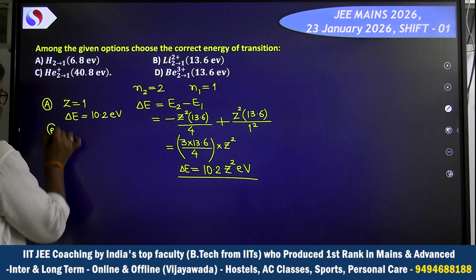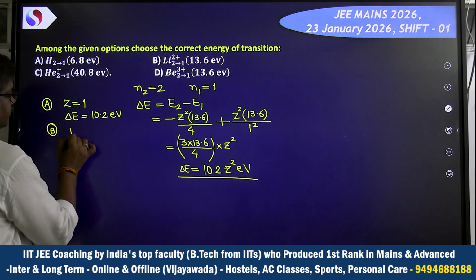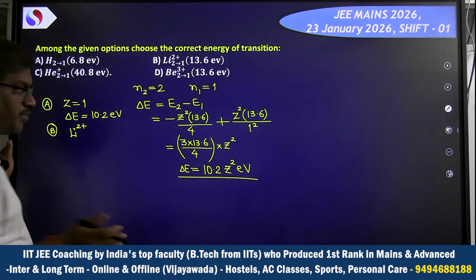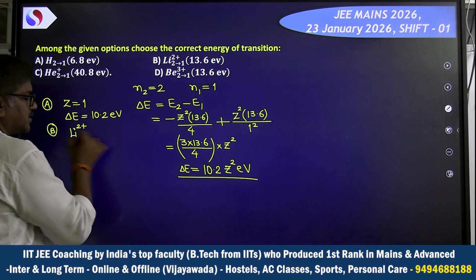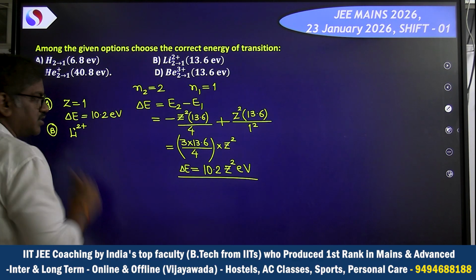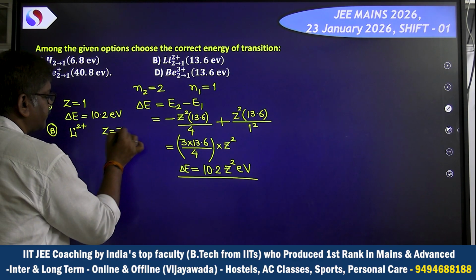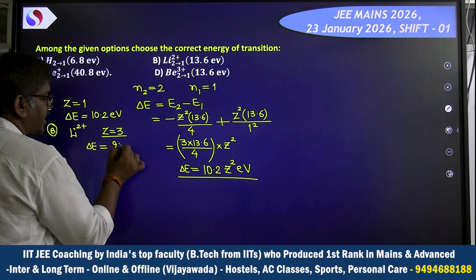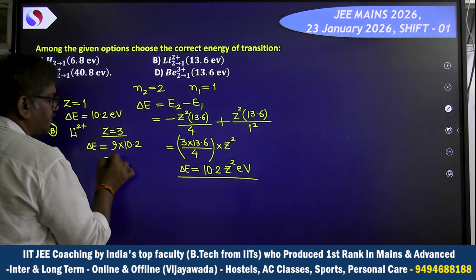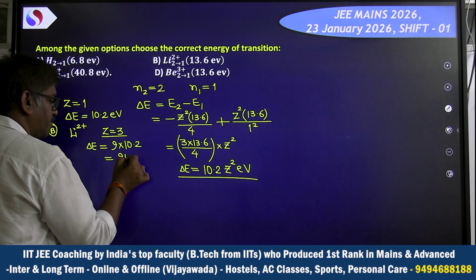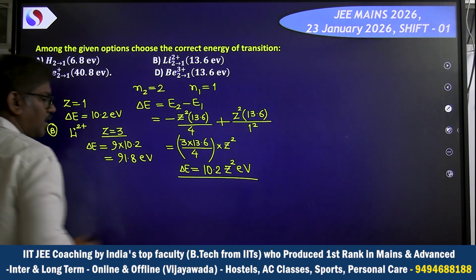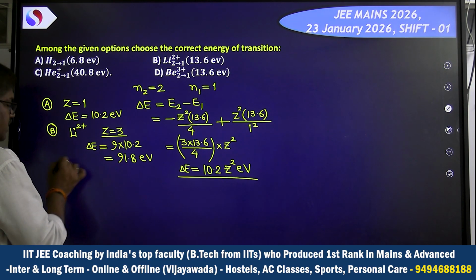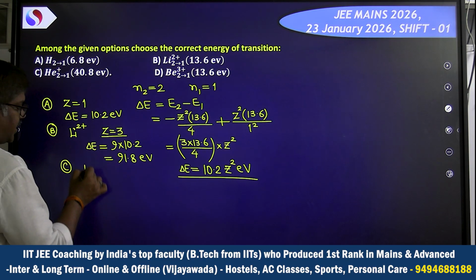For the second case, we are talking about lithium 2 plus. Now see, even if you don't know the atomic number, you know that 2 plus means 2 electrons went out. So it is hydrogen-like atom now. That means Z equals 3. So clearly your delta E equals Z square, that is 9 into 10.2, gives you 91.8 EV. Alright. Again move to the next one, that is part C, that is helium.